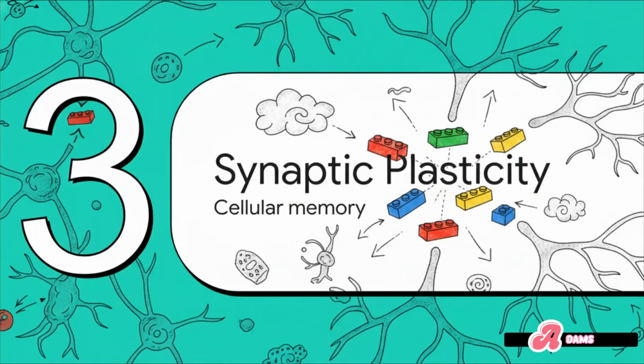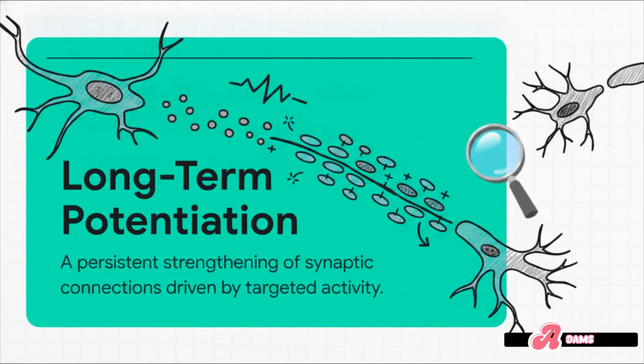Section 3, synaptic plasticity and memory. Let's zoom way in to the microscopic level and see how those Lego blocks are physically glued together. The true biological engine of memory is a process called long-term potentiation, or LTP. When you learn something new, your neurons literally have to strengthen their chemical connections. Here's the mechanics of it. You've got 2 main receptors, AMPA and NMDA.